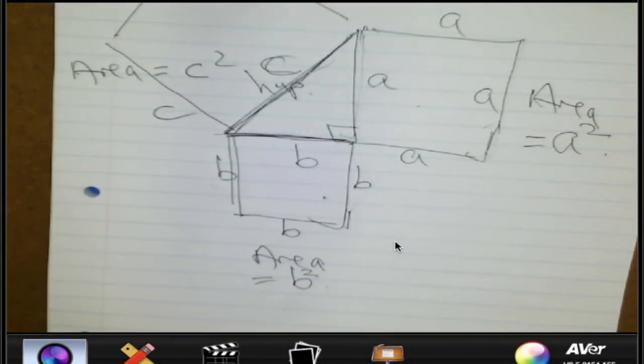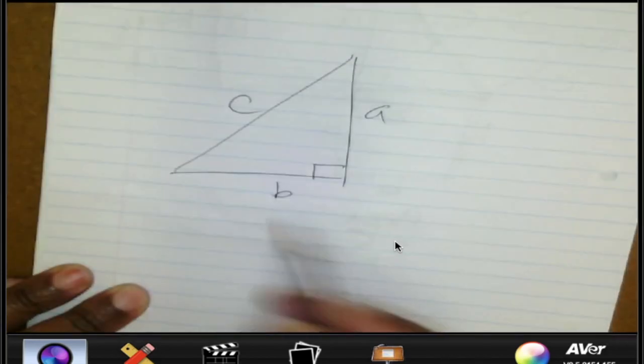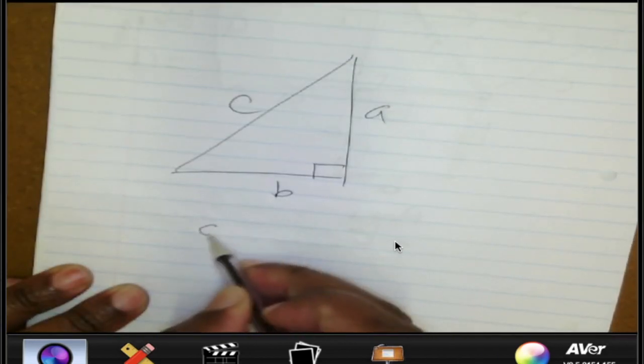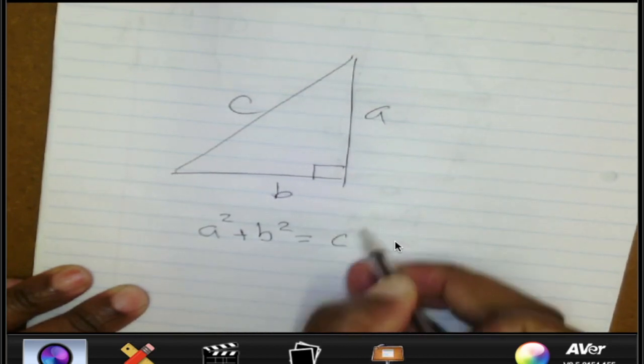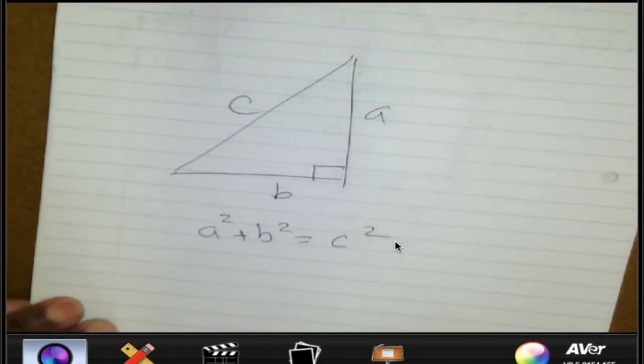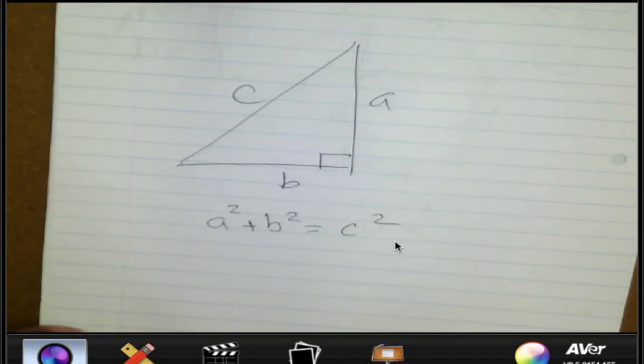Now I need somebody to give me the equation according to the theorem of Pythagoras, the equation that connects A squared to B squared to C squared. A squared plus B squared should be equal to C squared, right? Okay, so that is what we mean.